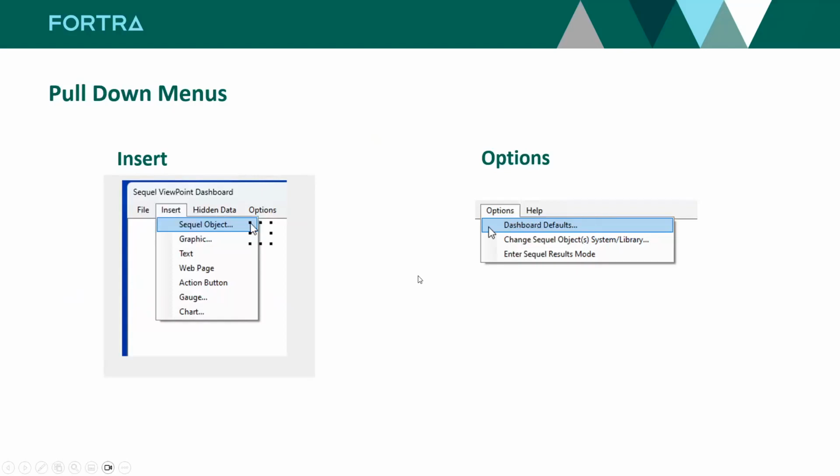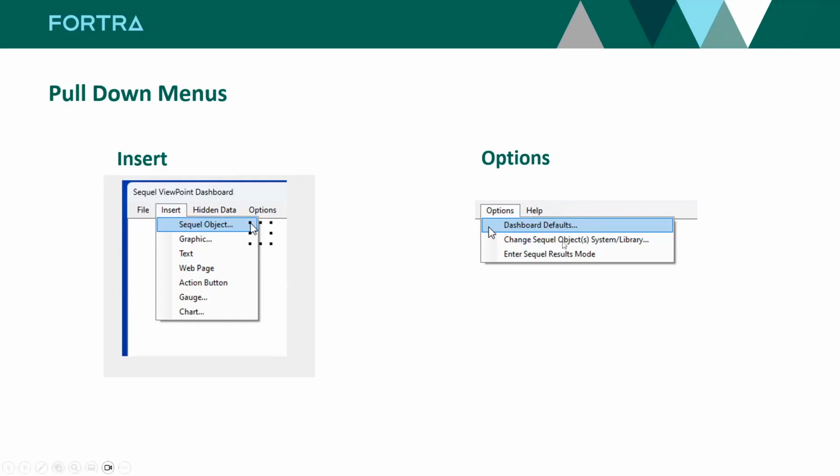There are two pull-down menus that you will most likely spend the most time with when working with a dashboard: the Insert menu and the Options menu. Under the Insert menu, you have all the different types of things you can add to a dashboard. And under the Options menu, we have things like dashboard defaults, where you can set certain default settings for the dashboard and all objects on the dashboard.